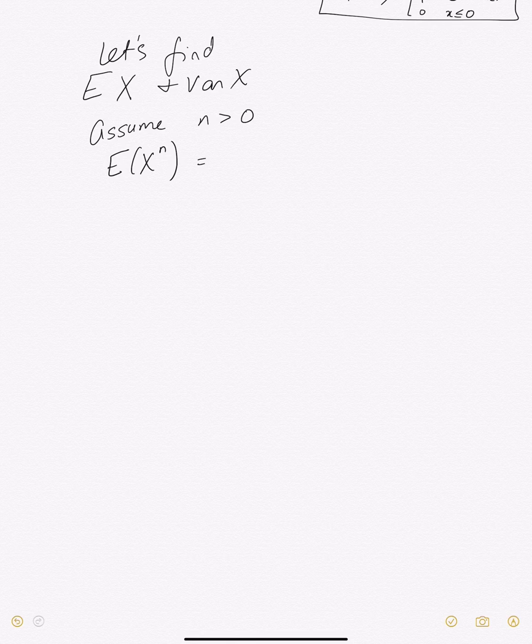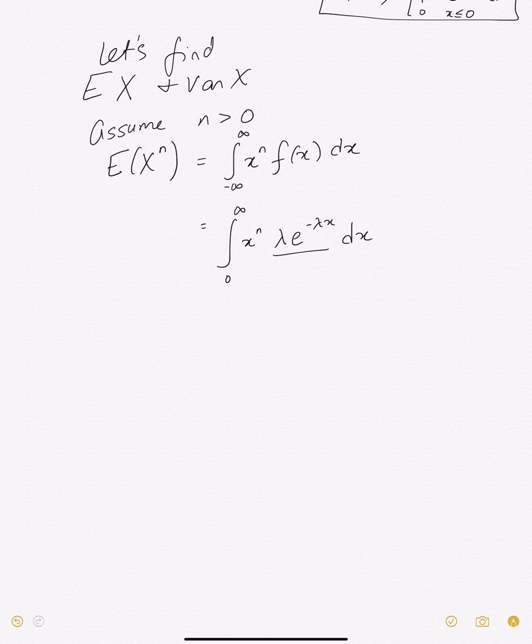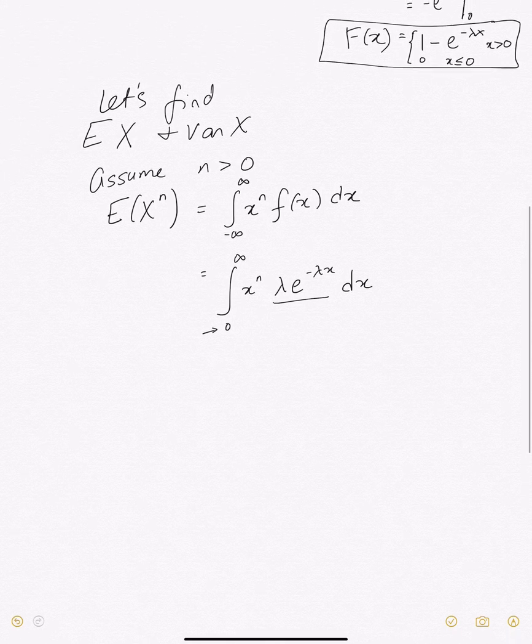By the formula for the expectation of a function of a random variable, this will be the integral from minus infinity to infinity of x to the n times the probability density function. That'll be the integral from 0 to infinity of x to the n times lambda e to the minus lambda x dx, because the density is 0 to the left of 0. So you start at 0, and this is the density.